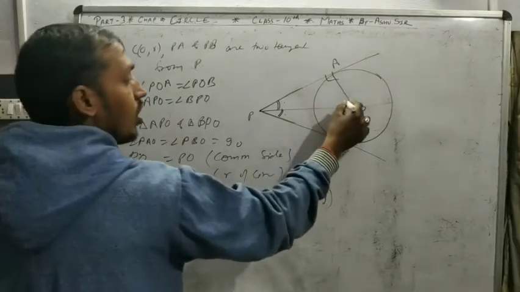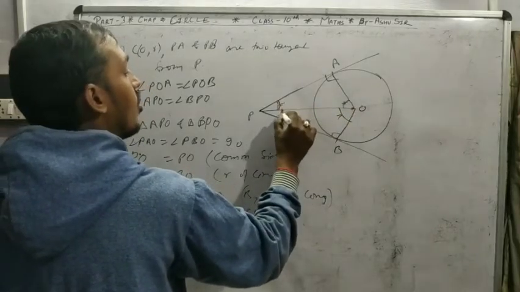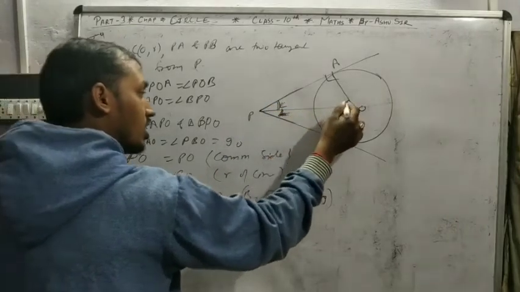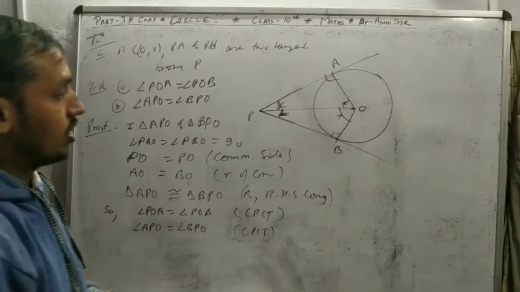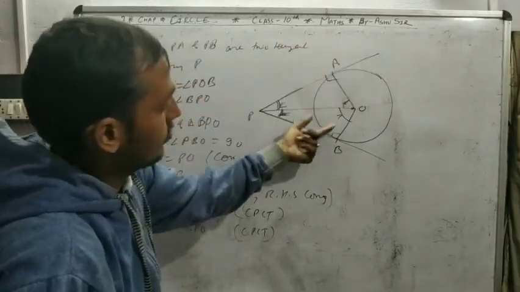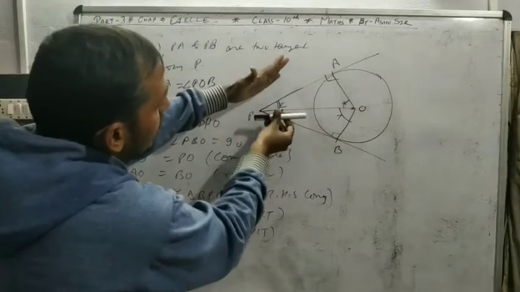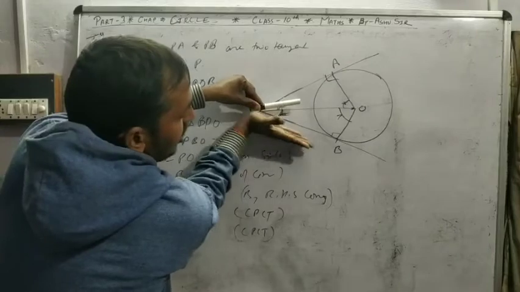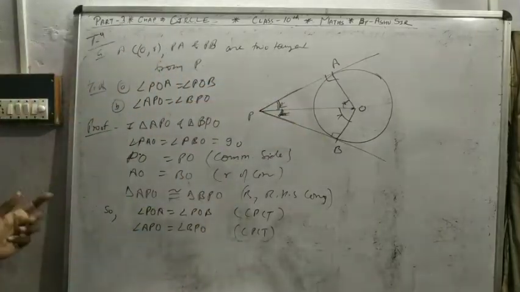Corresponding parts of congruent triangles are equal, meaning this angle is equal to this angle and this angle is equal to this angle. This is the angle subtended by the tangent at the center, and these are equally inclined. Okay, pause and note it down.